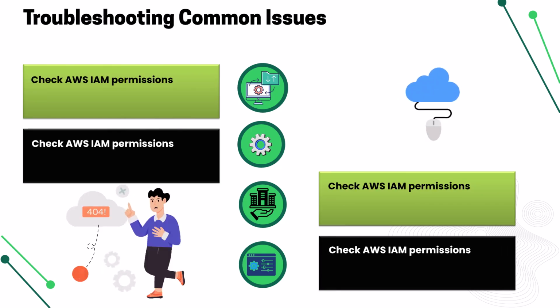Troubleshooting, everyone's favorite pastime. First, check your AWS IAM permissions. If something's blocked, it's probably a permissions issue. Next, verify your Kubernetes configuration, because even the best setups can have hiccups. Logs are your best friend. Read them like a mystery novel. And if all else fails, update AWS CLI and IAM Authenticator. Sometimes a fresh start is all you need.